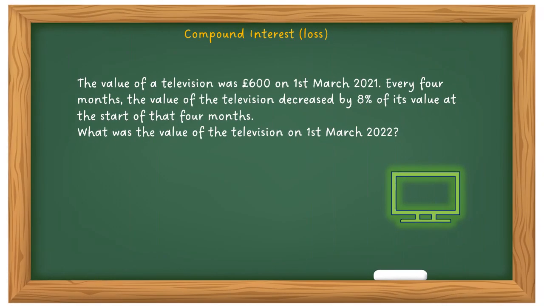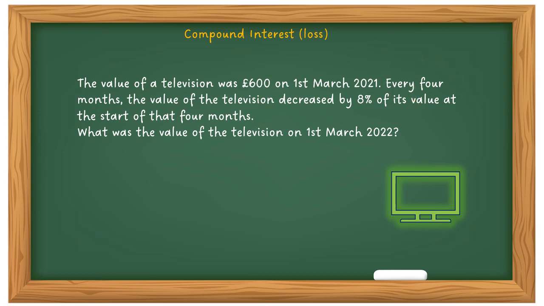Now here's another example. The value of a television was £600 on the 1st of March 2021. Every 4 months, the value of the television decreased by 8% of its value at the start of that 4 months. What was the value of the television on the 1st of March 2022? Be careful with a question like this. The biggest mistake people make is they think that there's four months in a year because of the word four, but there actually are 12 months.